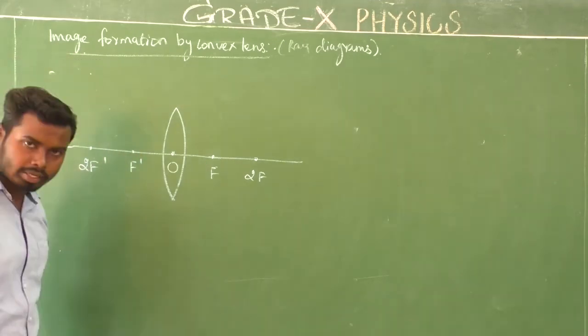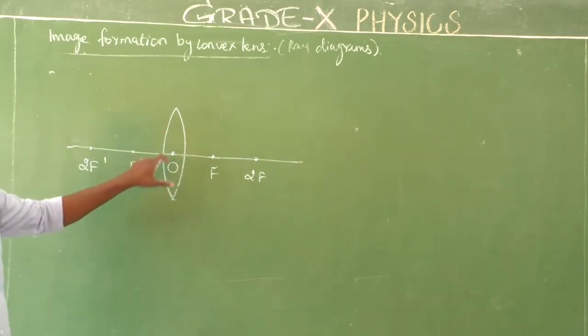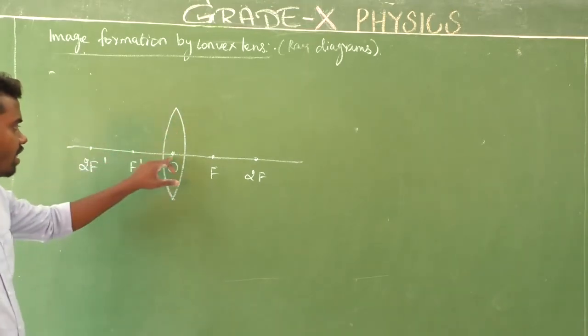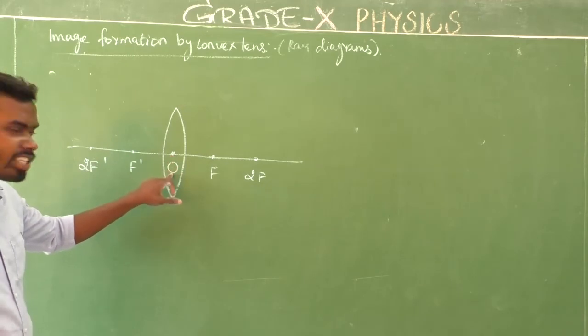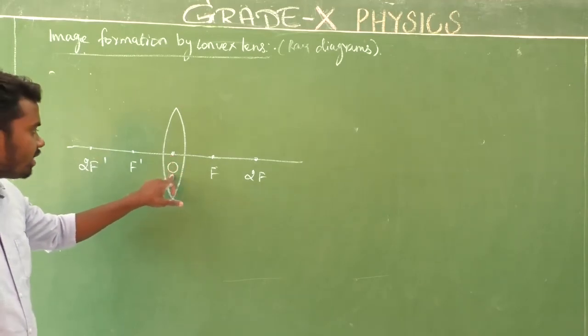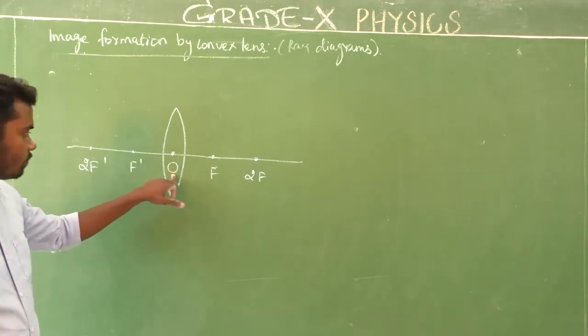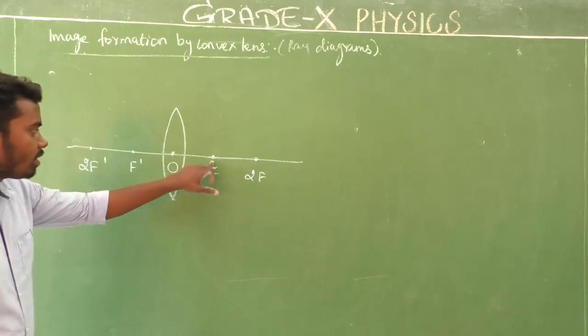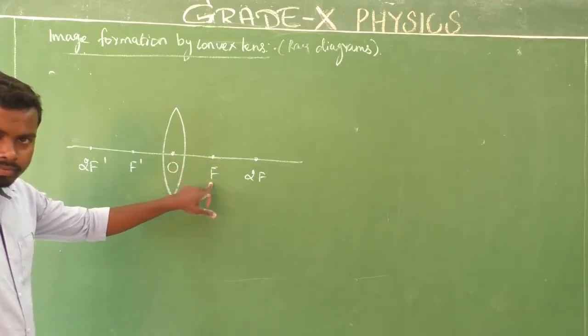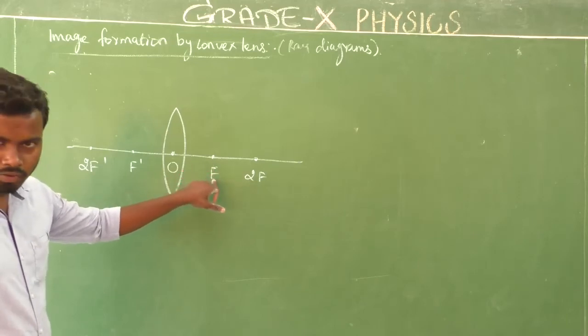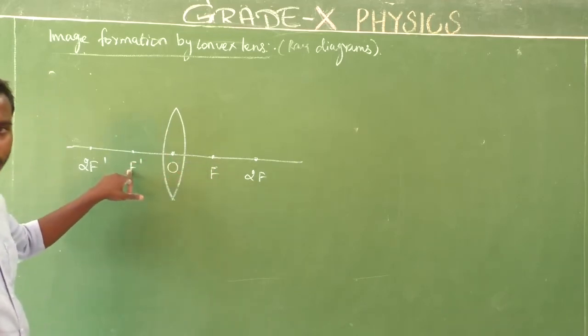Very simple. Look here. Consider a convex lens. The center point of a convex lens is the optical center O. Is it clear? Yes. Next, this point is the focus. This is the first focus of the convex lens, and F on the other side is the secondary focus of the convex lens.